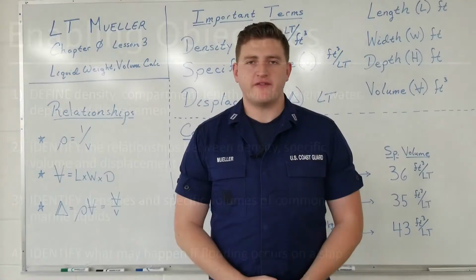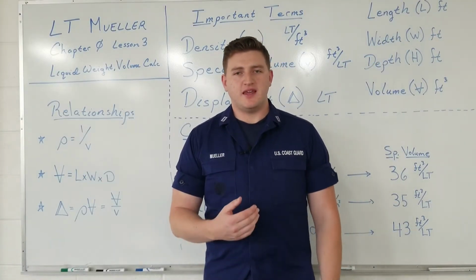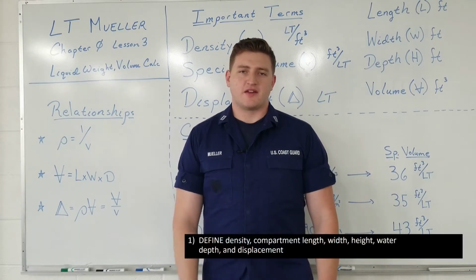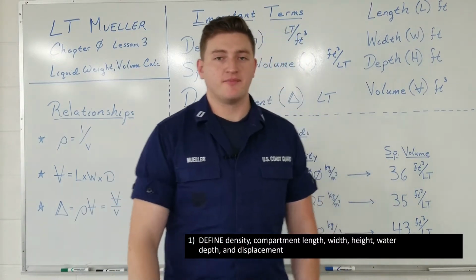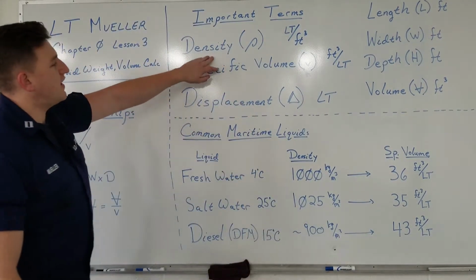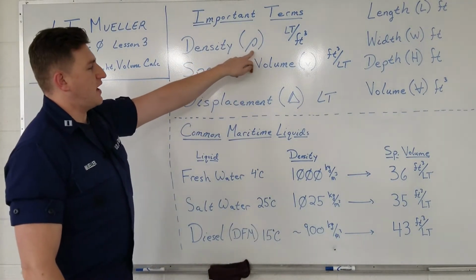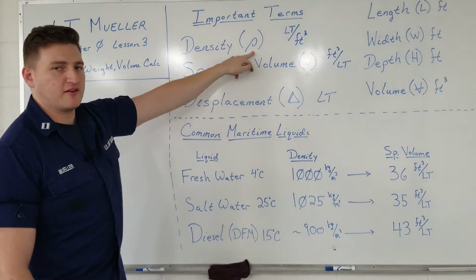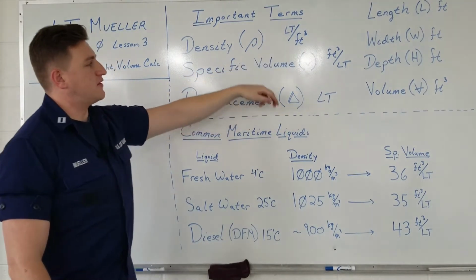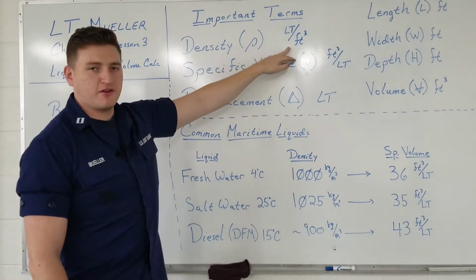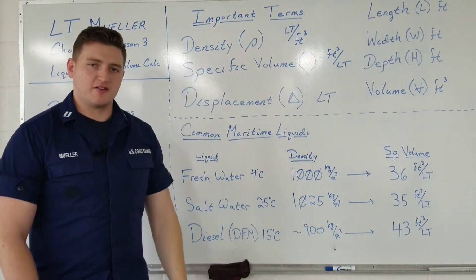All right, so the first thing we have to do is take a look at a couple key topics and a couple key terms that are going to follow us through this lesson, the next lesson, and subsequent chapters. So the first thing we're going to look at is density. The symbol for density, as we had gone through before, is the Greek letter rho. It's measured in mass per volume. So in our case, this is long tons per cubic foot, but it can also be in kilograms per meters cubed.